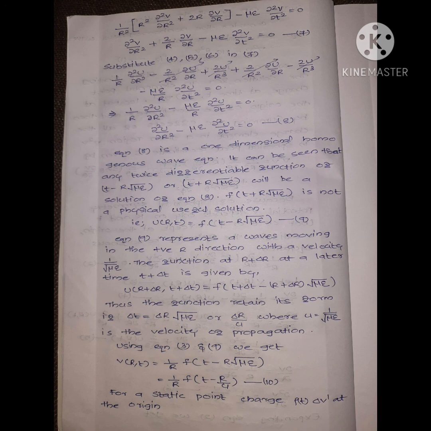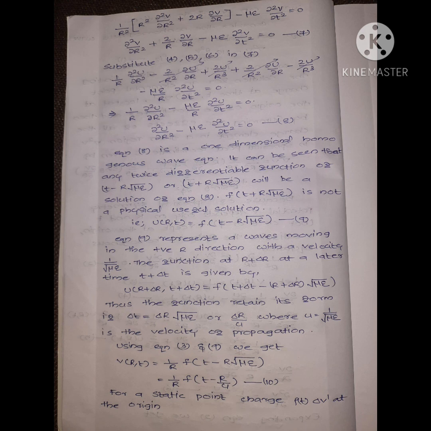the product rule. The equation becomes dou by dou r of r square dou V by dou r is equal to first function r square into derivative of second function dou square V by dou r square, plus second function dou V by dou r into derivative of first function 2r. So the equation becomes 1 by r square into r square dou square V by dou r square plus 2r into dou V by dou r minus mu epsilon dou square V by dou t square is equal to 0.